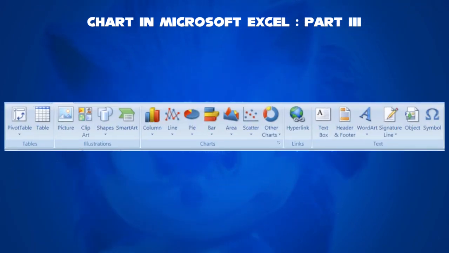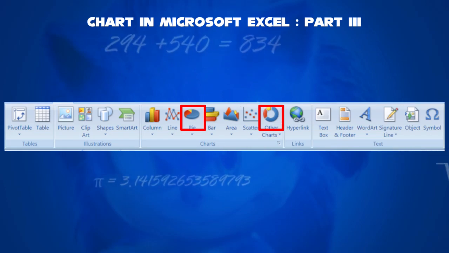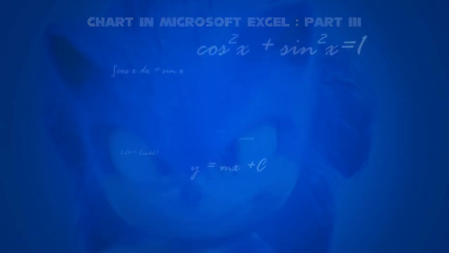So, we have the final part left off, the pie chart and the other charts. This video is about the area chart.